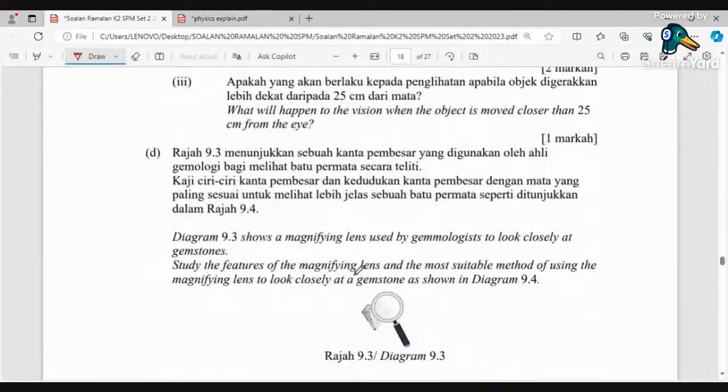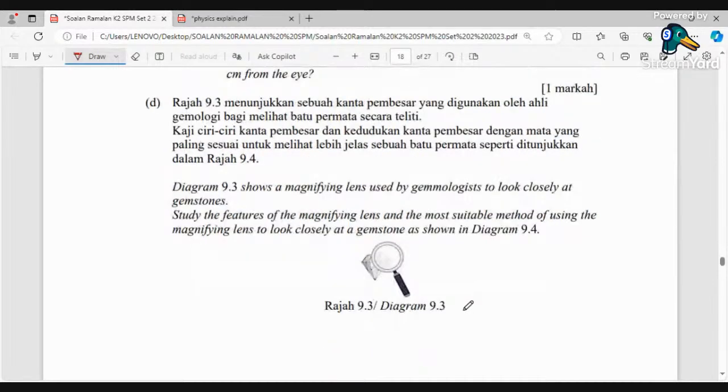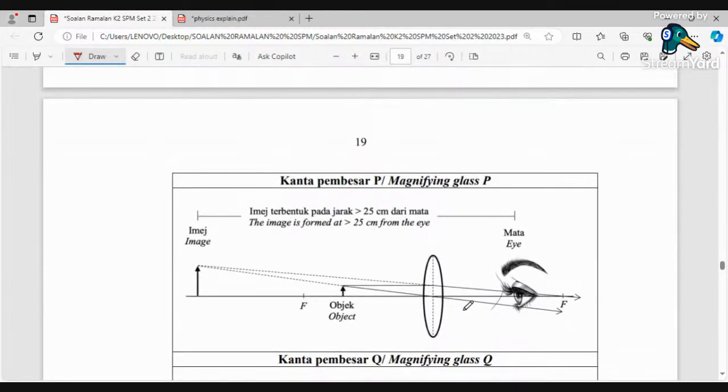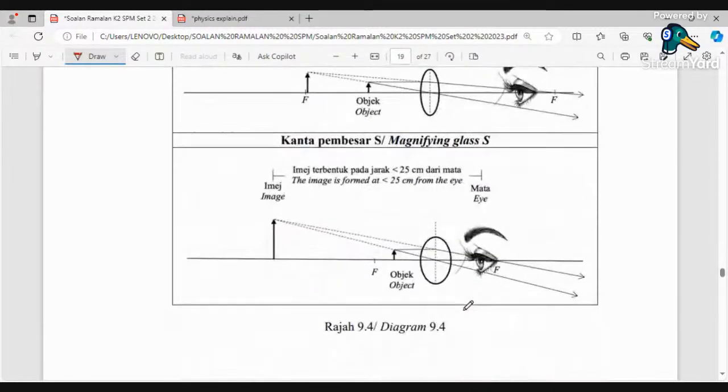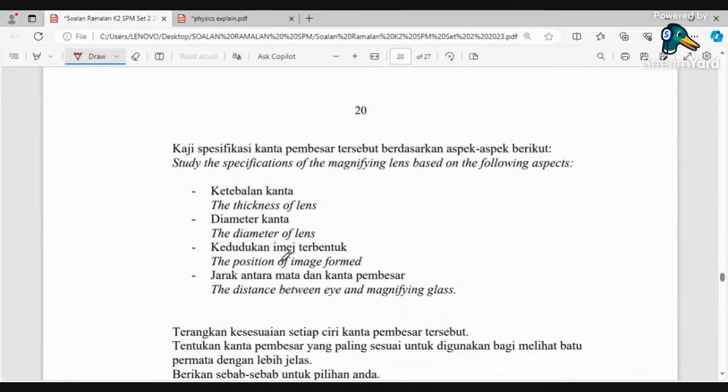Look at part D. Study the features of the magnifying lens and the most suitable method to look closely at a gemstone as shown in diagram 9.4. Like this. We have PQRS. Study the specification: we have thickness, diameter, position of image, and distance between the eye and the magnifying glass.